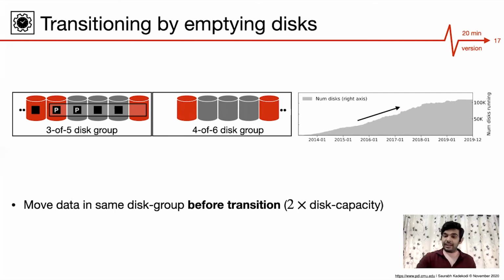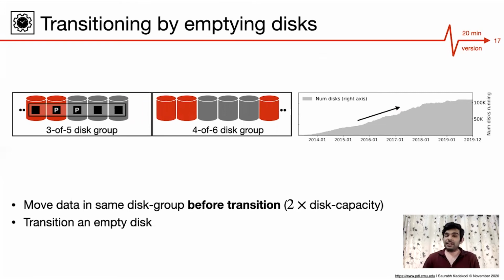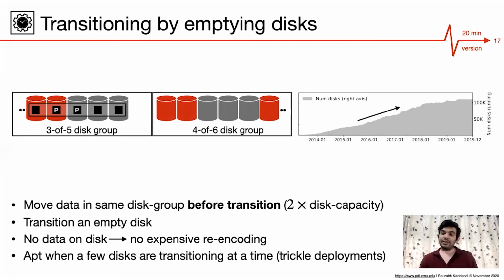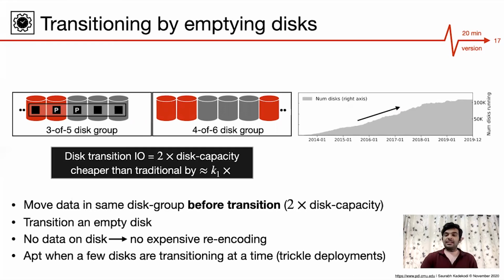Once the disk has been emptied, and the stripes have been reconfigured, Pacemaker simply transitions an empty disk to the new redundancy scheme. Because an empty disk is being transitioned, it does not have any data and therefore no expensive re-encoding. This is apt for disks that transition a few at a time, which is trickle deployed disks. And this is at least K1 times cheaper than the traditional re-encoding approach I explained in the previous slide.